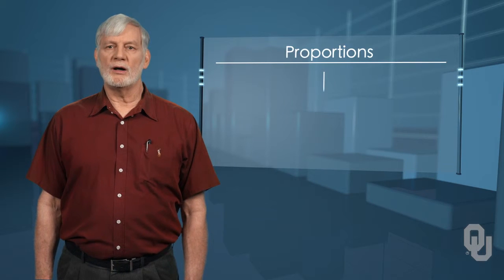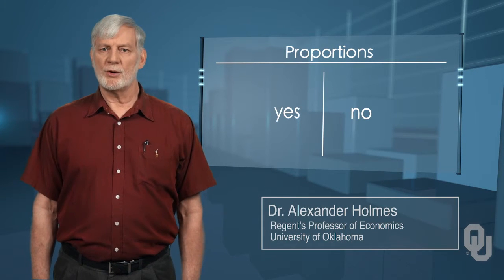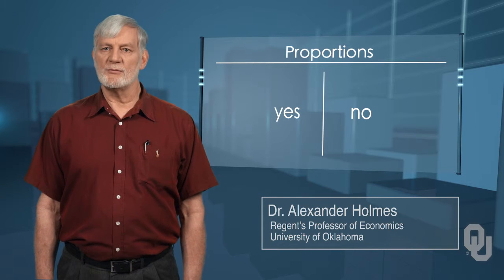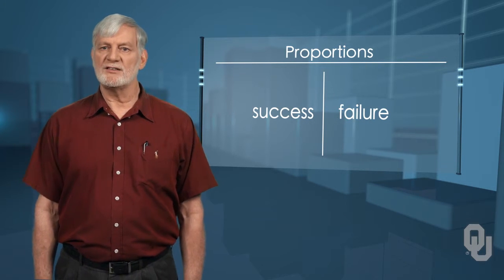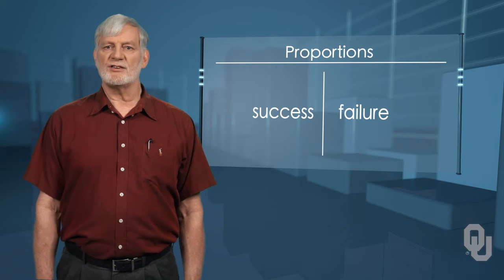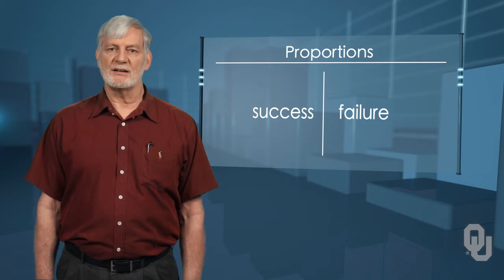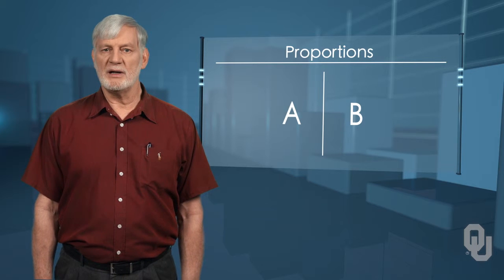Proportions are at the core of yes or no. Proportions are based upon a binary random variable, success or failure, coming from the binomial probability density function. Our preferences are often cast in this same light. Our choices are either A or B.